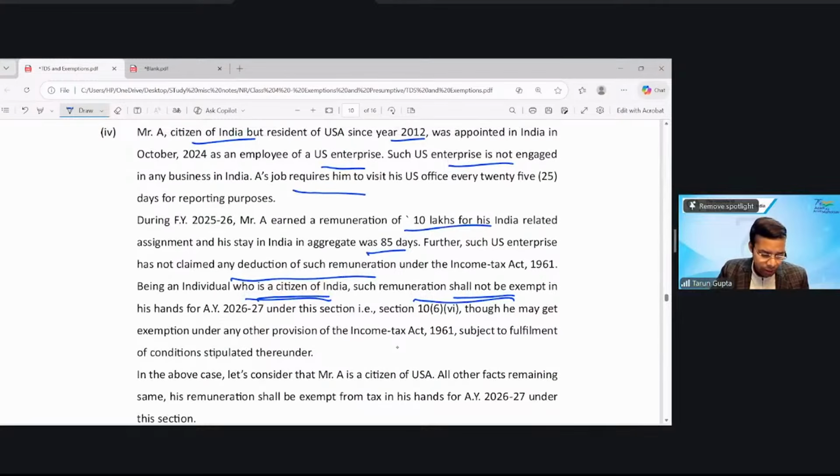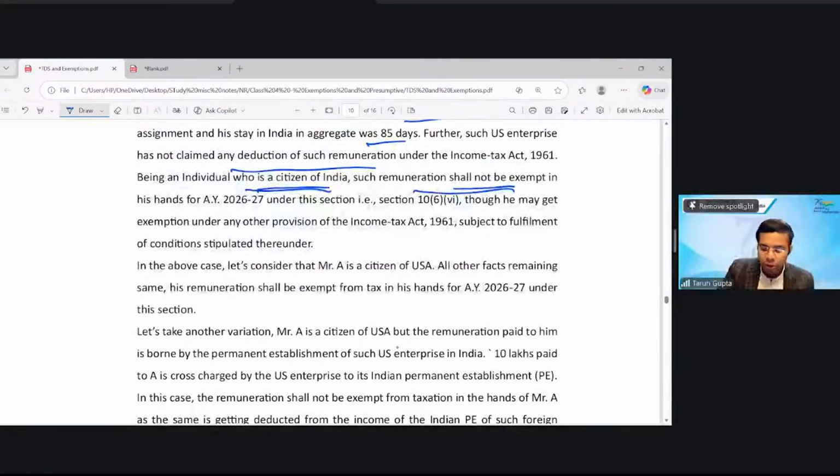So what it says, being an individual citizen of India, such remuneration shall not be exempt in his hands for AY 26-27 under section 10(6)(vi). Though he may get the exemption under any other provision of the Act subject to fulfillment of conditions, it's not eligible for exemption under this section.